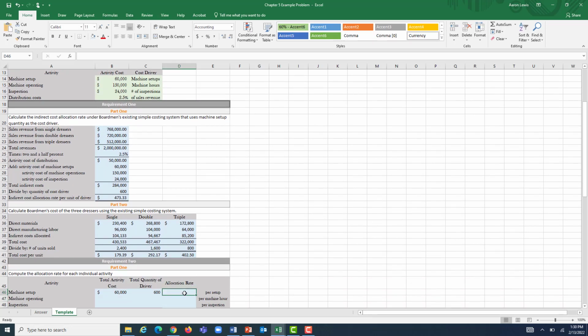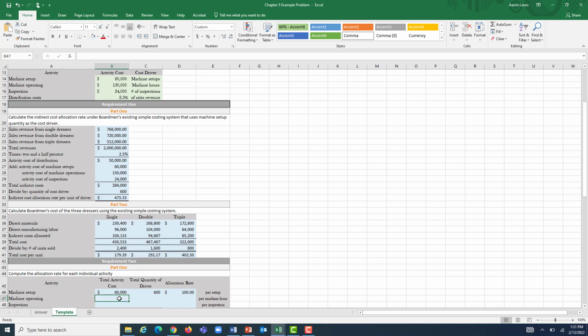Well, if we have to spread $60,000 worth of indirect costs for that activity out amongst 600 setups, how much cost are we going to spread out per setup? 60,000 divided by 600 means that our allocation rate is going to be $100 per setup. So under this system, every time we do a setup, we're going to put $100 of indirect costs into that model. What about machine operations?